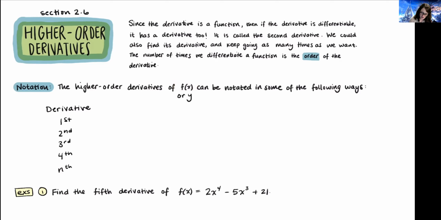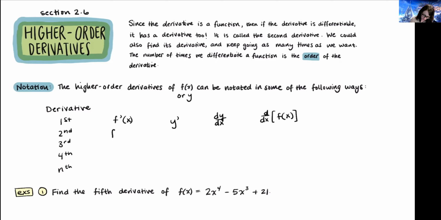So the first derivative, as we know, can be notated as f prime of x. It can also be notated as y prime. It could also be notated as dy dx. And it can also be notated as d dx of f of x. The second derivative is notated the same way, except we just put another prime. We put another apostrophe.